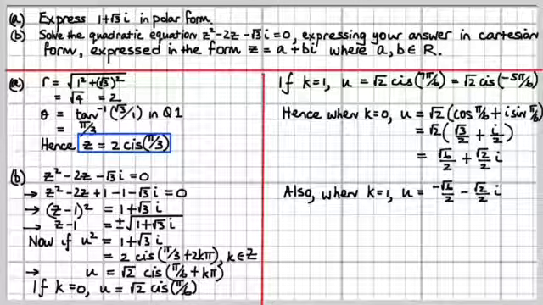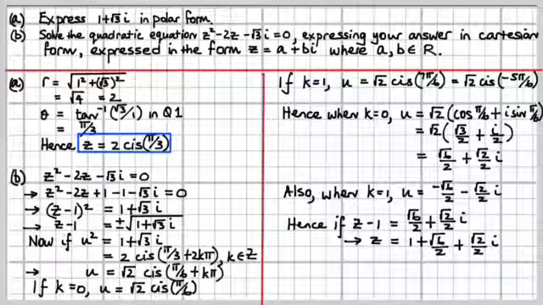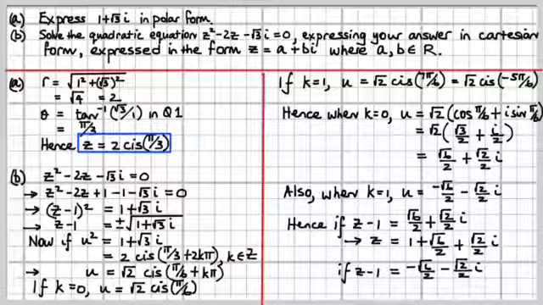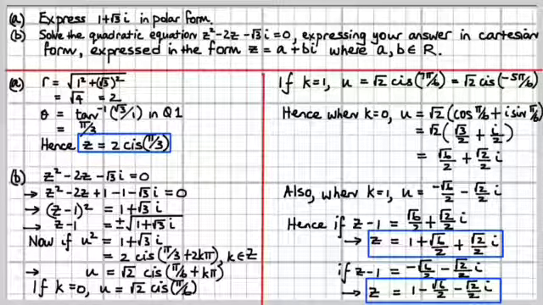Alright? So let's just finish up now. If z minus 1, harking back to here, is this first answer, this one up here, then we just add 1 to both sides and we get z is that. Alright? And if z minus 1 was the second answer, which was this one up here, adding 1 to both sides, we get that there, and they are the answers.